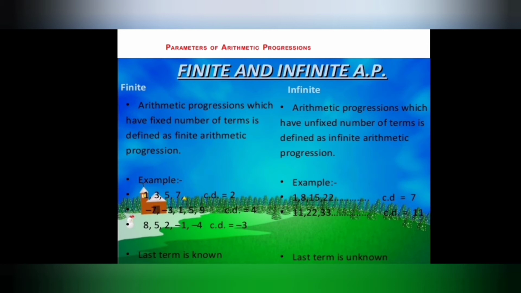As we all know, finite means the last term is known, and for infinite, the last term is unknown. Here we define a finite arithmetic progression where a fixed number of terms is defined. And for infinite, we have an unfixed number of terms.